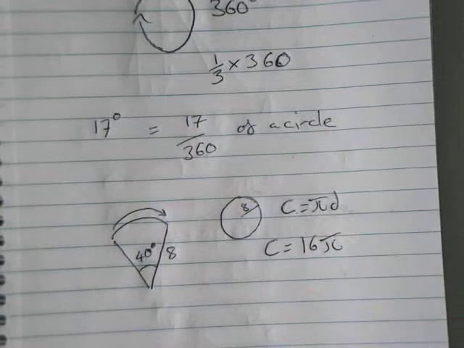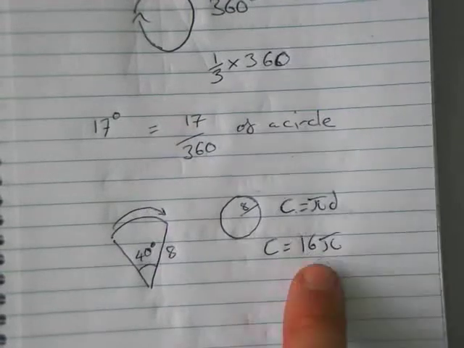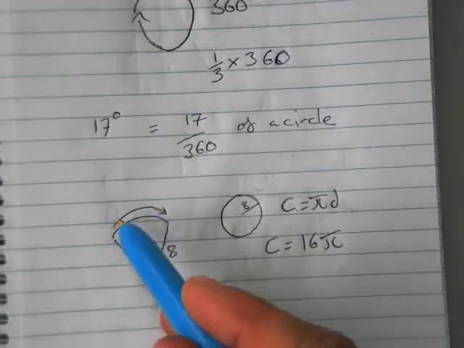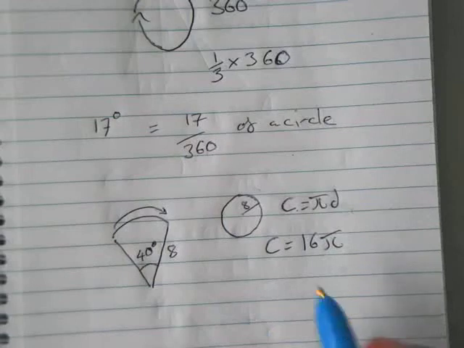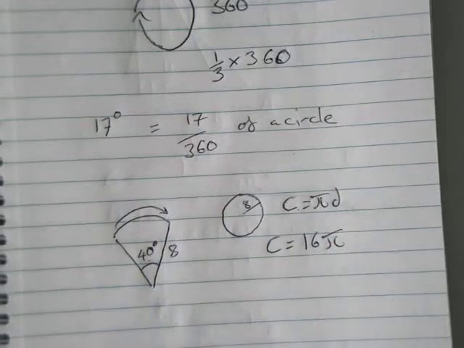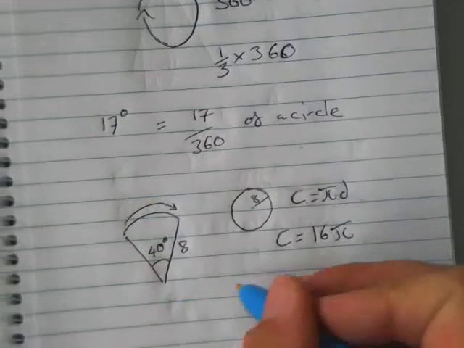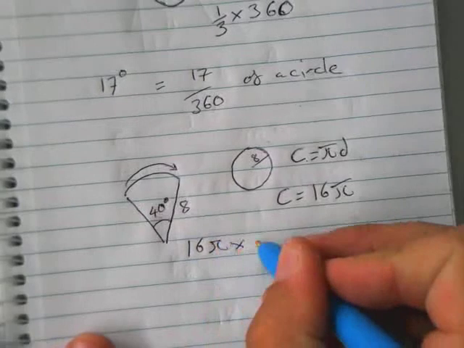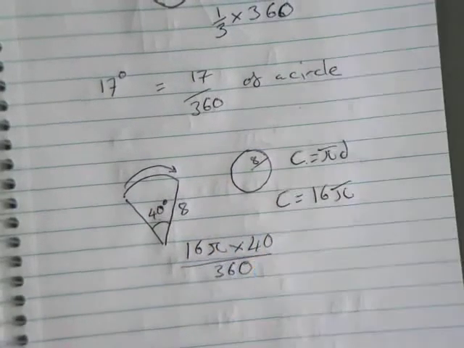Now, pi is 3.14159, and so on, and I'm perfectly confident that you can calculate that, but I'm not going to do that. I'm just going to call it 16 lots of pi. So if I wanted just this little bit of my circle, then I could say, well, I want 40 360ths of that. So this length would become 16 pi times by 40 divided by 360. And that's how I find what's called an arc length.